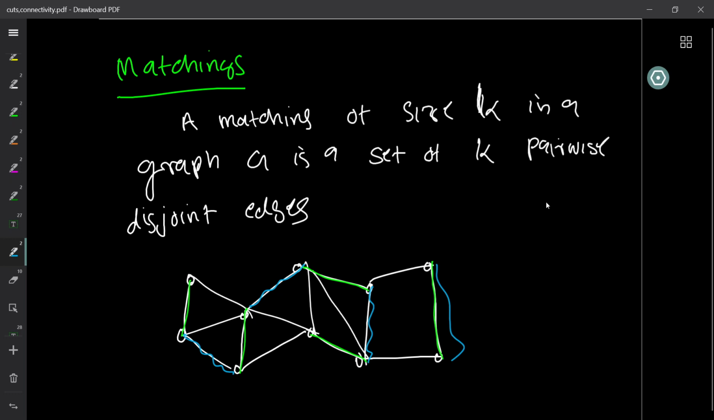In fact, a single edge is also a matching by itself. So you collect a subset of edges where not all of them share a vertex. That is called a matching. So a matching is basically a subset of edges which is pairwise disjoint.